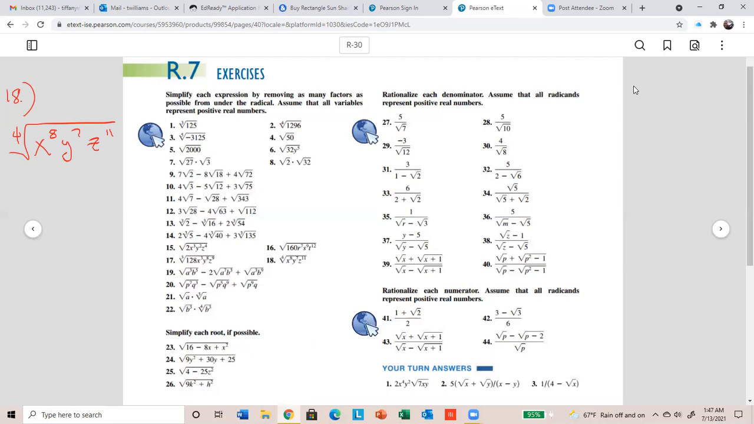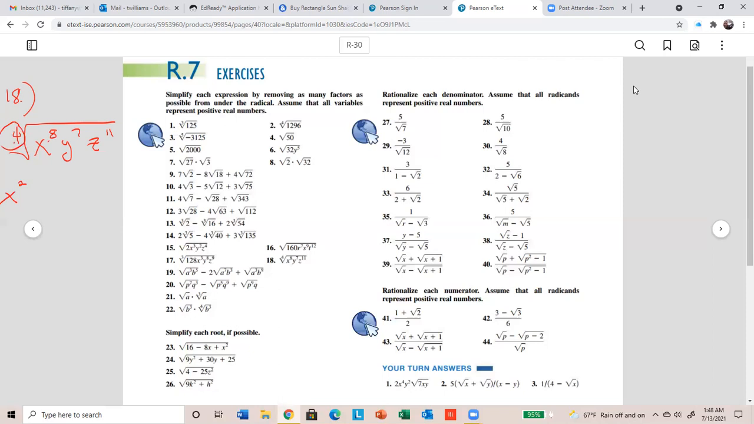Again, I think that's the hard way to attack these problems. I think the easier way to do it is this. My index is 4, so I'm just going to take 4 and divide it into each one of these exponents. So how many times does 4 go into 8 evenly? Well, 4 goes into 8 evenly 2 times. So I'm going to have an x squared on the outside. Because it went evenly, you're not going to have any x's left underneath the radical.